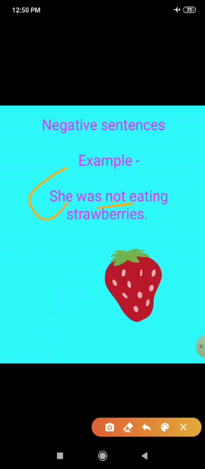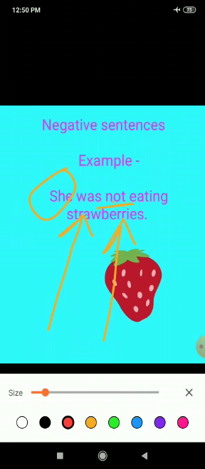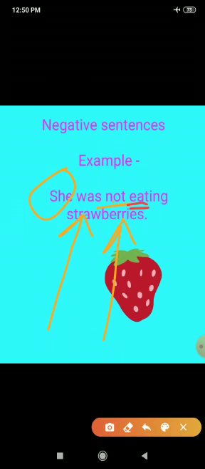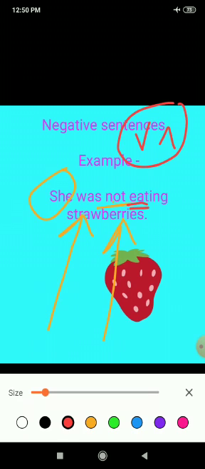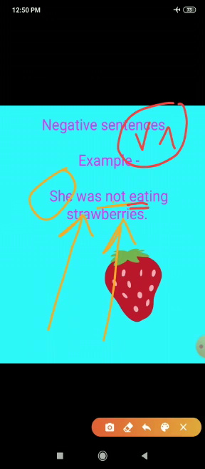She was not eating strawberries. Here we have the subject plus was or were plus not plus root form of the verb or V1, and at the end we have the ending ing. She was not eating strawberries.